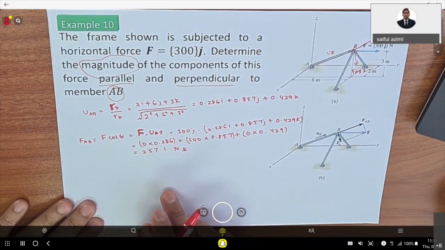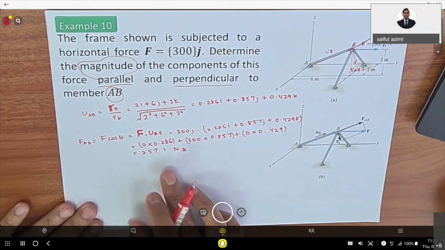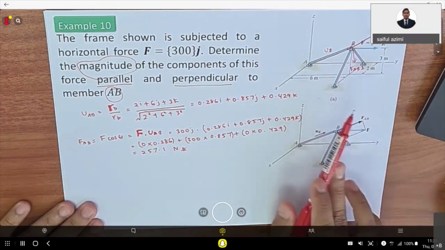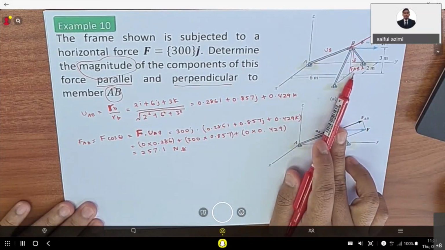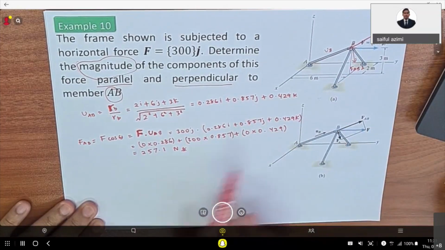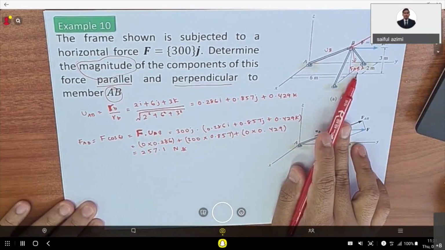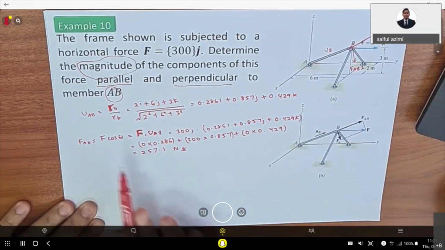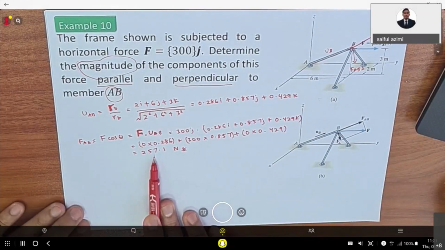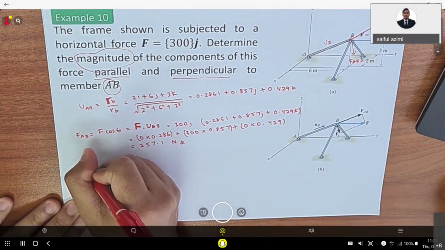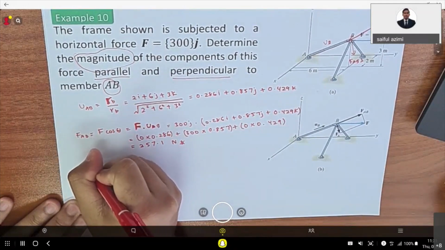Next we need to find the vector of FAB, because it is easy for us to find FAB. Later on, we want to find the perpendicular, so it is easier for us to find this first. To find the perpendicular, we must find the vector of FAB first. Right now we already have the magnitude. Next we want to find the vector. So this is the bold FAB.